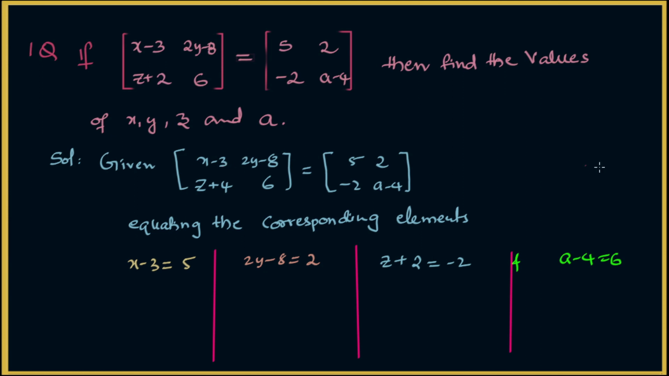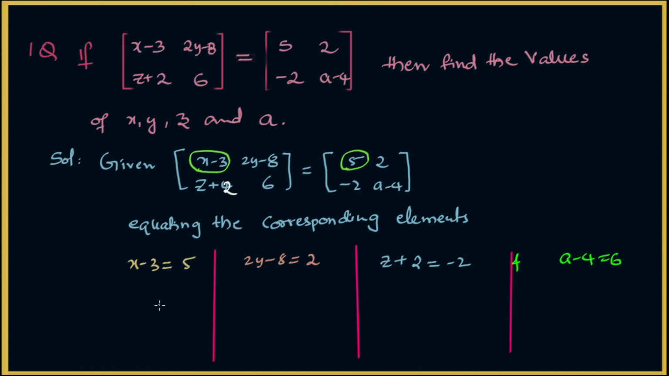So what about the first element of the first matrix, that is x minus 3, and what about the first element of the second matrix, that is 5. When two matrices are equal, their corresponding elements are also equal. Now equating the corresponding elements: first element, x minus 3 equals 5. Second element, 2y minus 8 equals 2, and third element, z plus 2 equals minus 2, and fourth one, 6 equals a minus 4, or we can write a minus 4 equals 6.